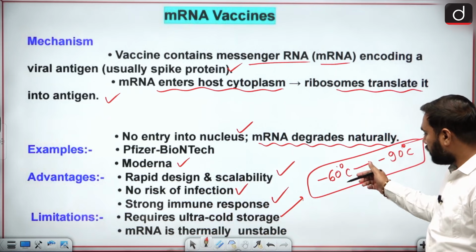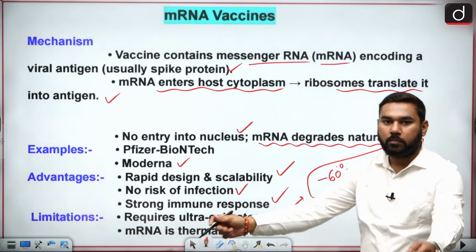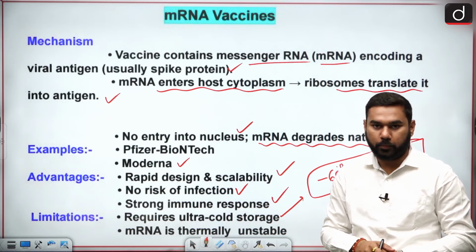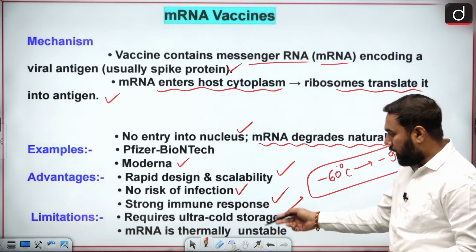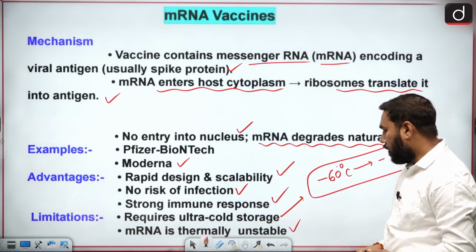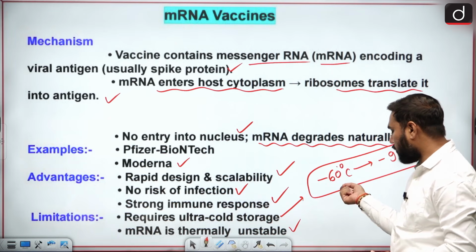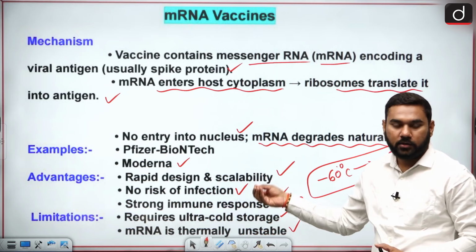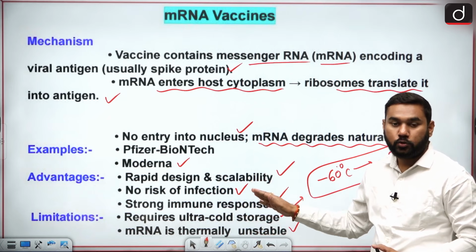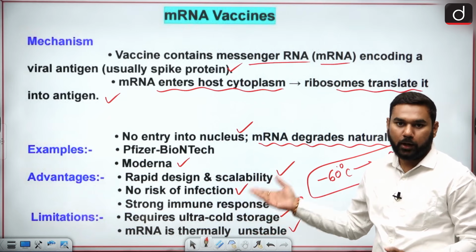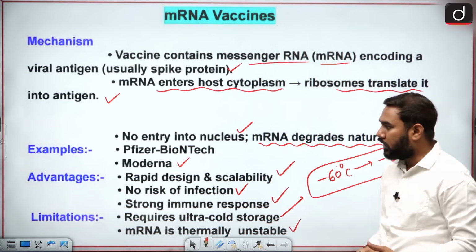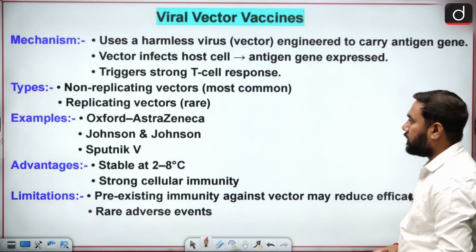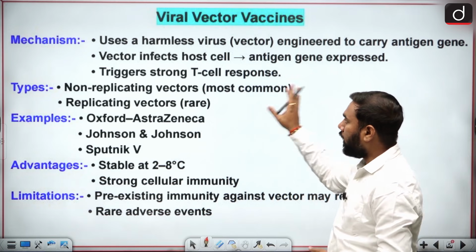And when this kind of storage can happen, it can be stored in one place, but the transportation of this vaccine can be a big problem. mRNA is thermally unstable, because if you lose the temperature, or maybe it gets high temperature heat, it can easily be destroyed. So this vaccine needs to be preserved at a very low temperature. Cryopreservation is basically needed. Clear?